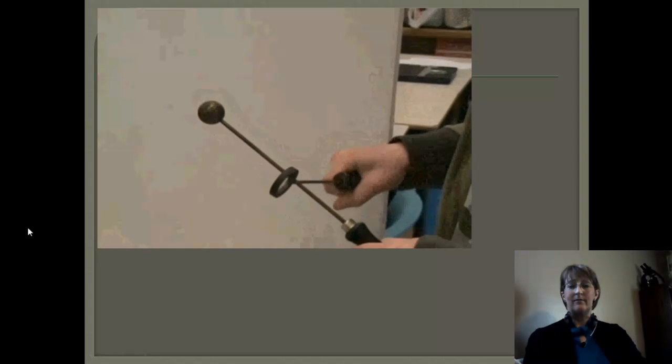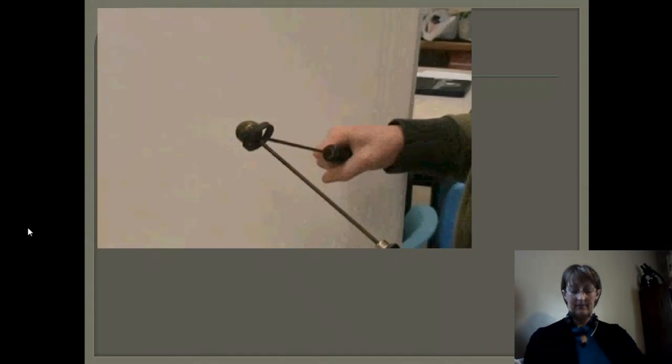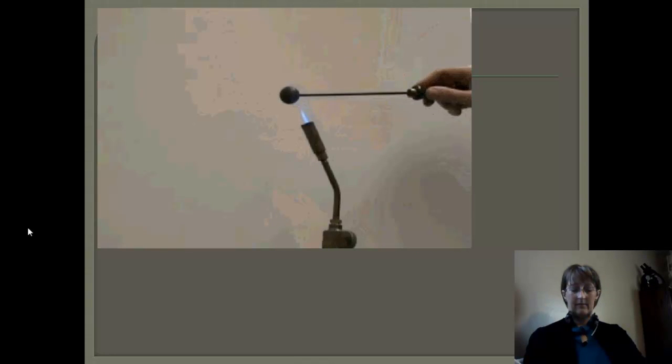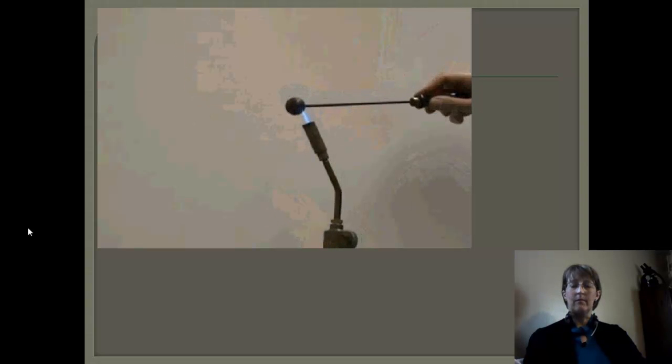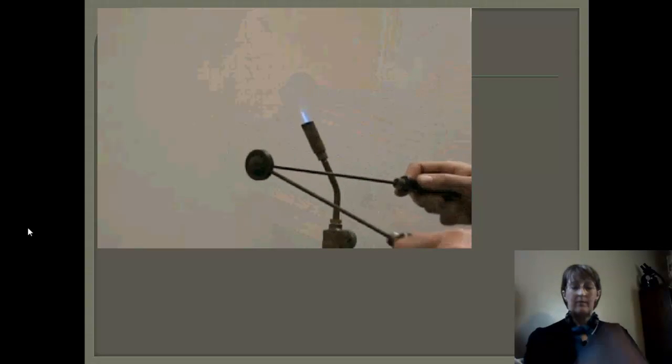As you can see, the ball can fit through the ring, but when we use a torch to heat it up, the ball can't fit through it anymore. When you heat up items, the atoms move faster and need more space.